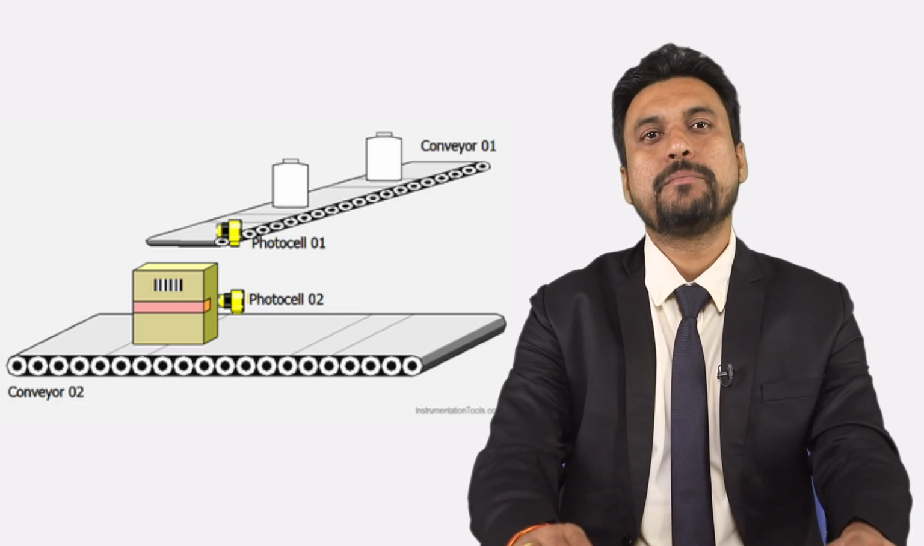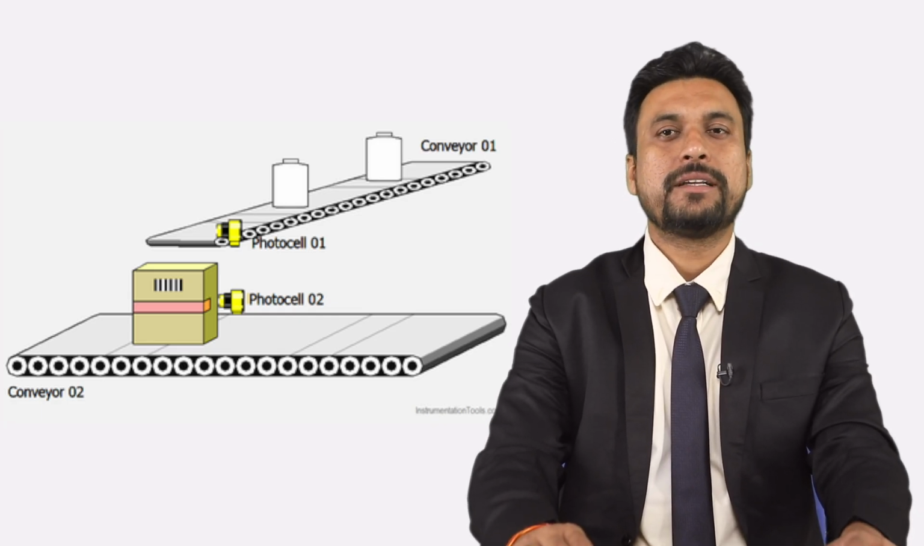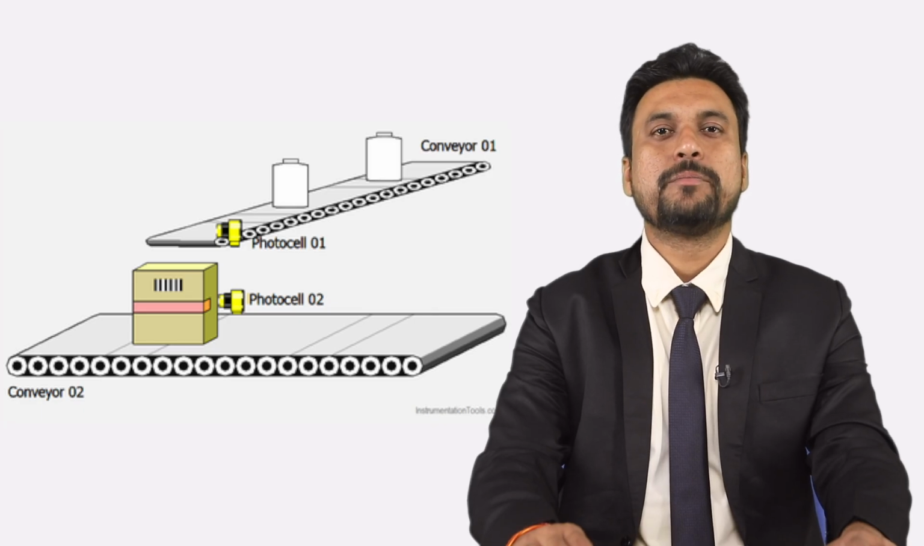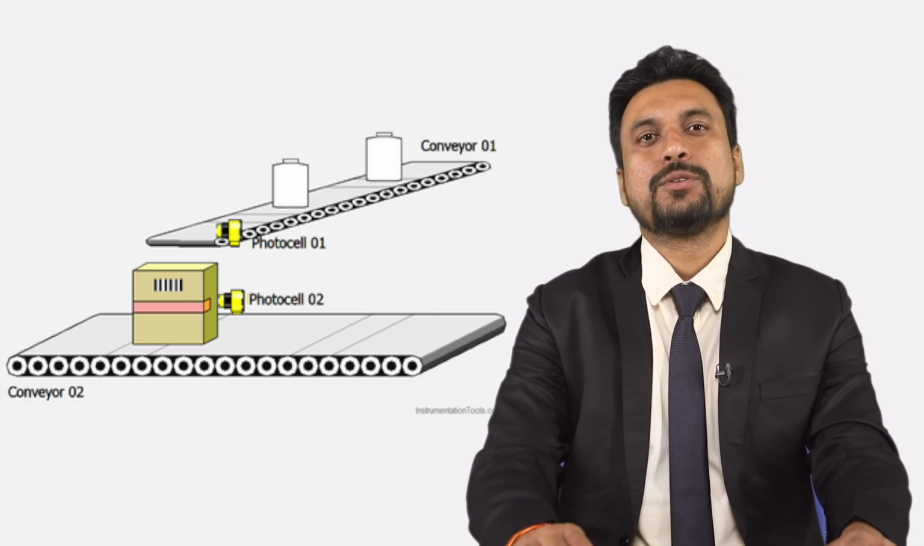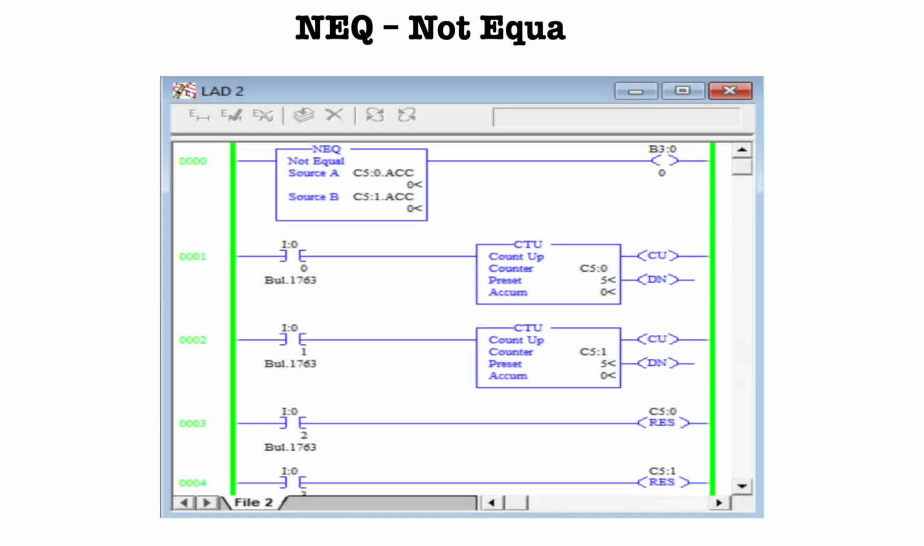Let's take another example related to the compare instructions, which was remaining in the previous section, right? This example is related to the NEQ instruction. As you can see in the diagram, the NEQ instruction is connected in the first rung. You can see in the diagram the NEQ instruction is connected on the input side, meaning it is an input instruction, right? And with this NEQ instruction, I connect the output, that is B3:0/0, right?